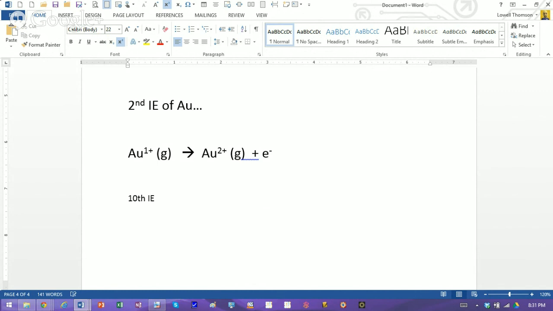If I want to do the 10th ionization energy of praseodymium, then I'm going to start with Pr with a 9 plus charge, and it's going to form Pr with a 10 plus charge. So it's going to lose the 10th electron plus an electron. So the ionization energy, if I'm asking for the 10th ionization energy, it means it's going to form a 10 plus ion, and it has already lost 9 electrons. So I hope that helps a little bit there as well.